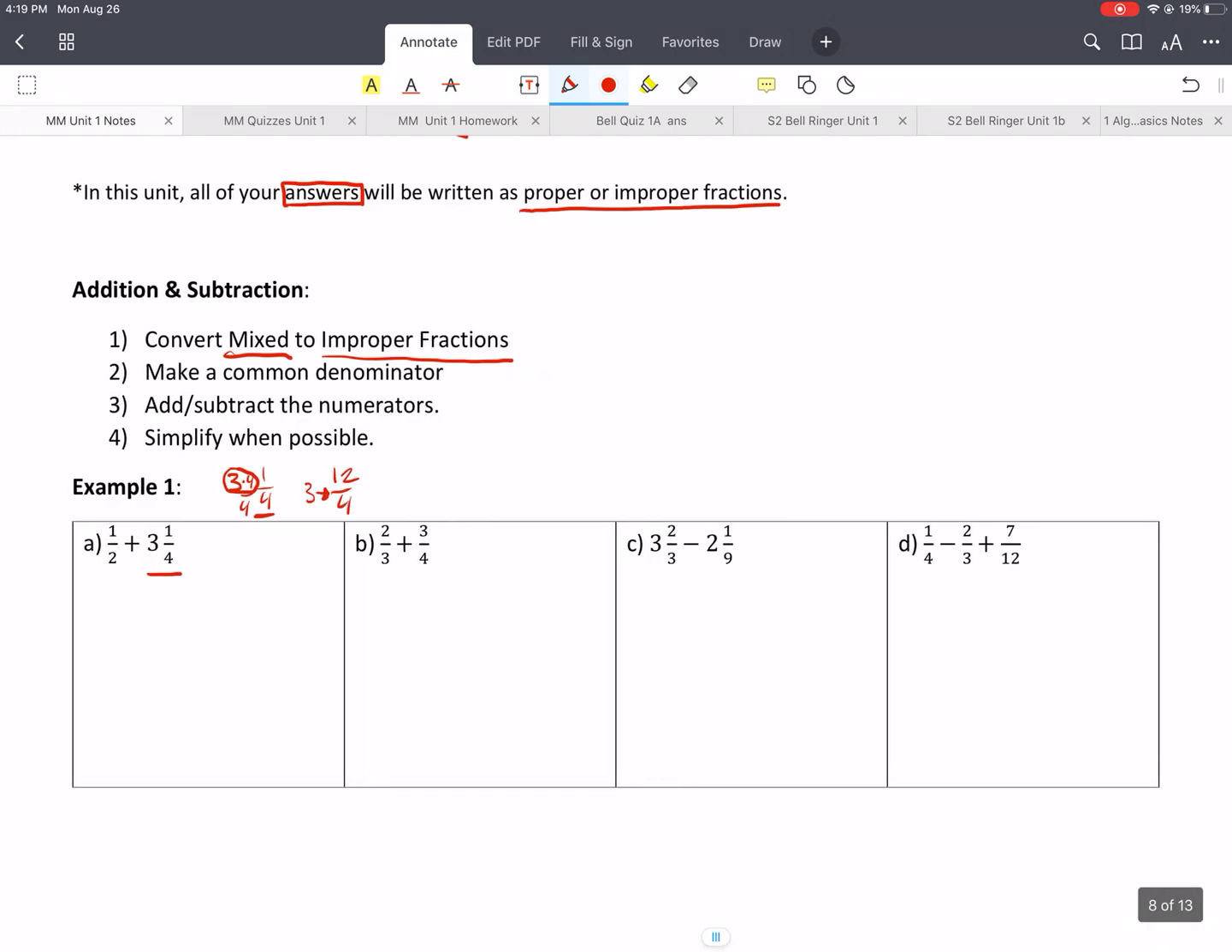Oops, sorry. And then we're going to add that to the 4th that we already have. So that would end up giving us 13/4. Okay? So what we're going to do is add the 1/2 to the 13/4.